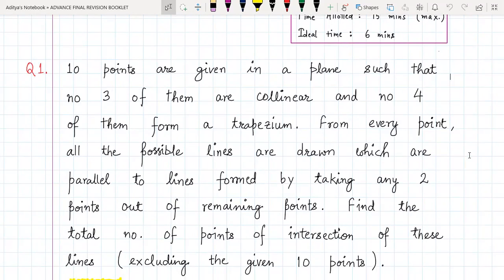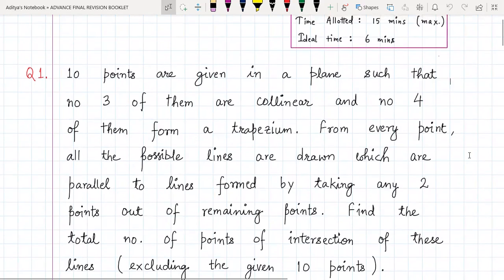So the maximum time allotted for this question would be 15 minutes. Ideally, you should try to do it within 6 minutes. And it is a really good problem. So you can pause the video, give the question a try, and then return back to have a look at the solution. So I hope you all have tried it out.